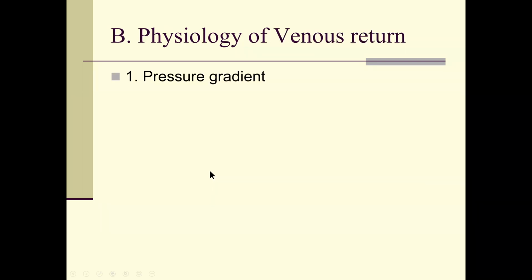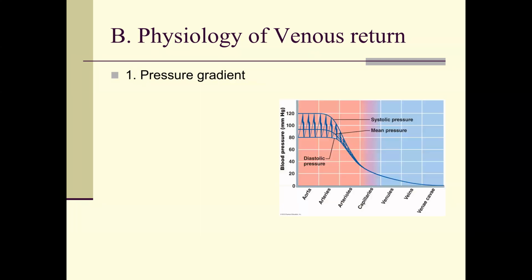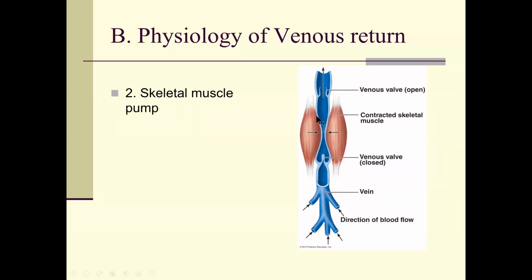How do we get blood to return? Number one, we have a little bit of a pressure gradient, but not very much. Skeletal muscle. Here we're talking about the gastrocnemius muscles, or it could be the biceps muscles. When the muscles contract, they squeeze that blood upwards, in this general direction towards the heart, if we're talking about the upper and lower extremities. So we push this column of blood up in the vein.